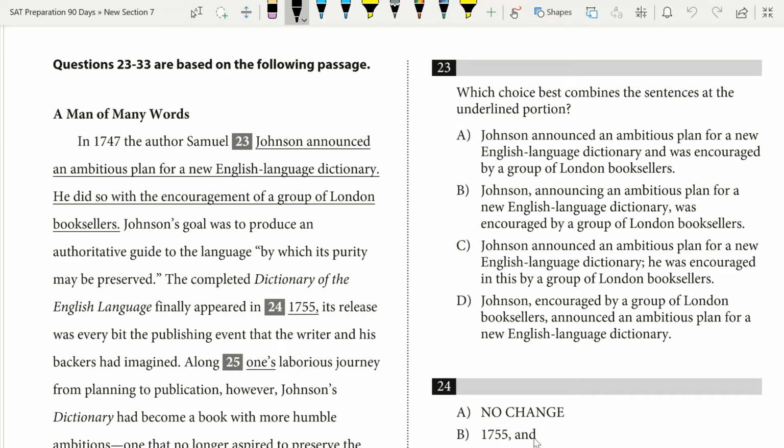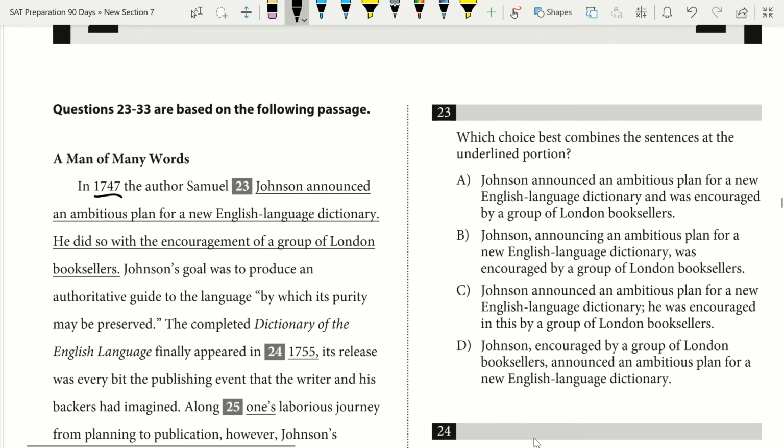But for now, we want to stay focused on me teaching you how to be accurate, why things are correct, why things are incorrect, and things like that. So with that, we can go ahead and get started with our first passage. So we have a man of many words. In 1747, the author Samuel Johnson announced an ambitious plan for a new English dictionary.